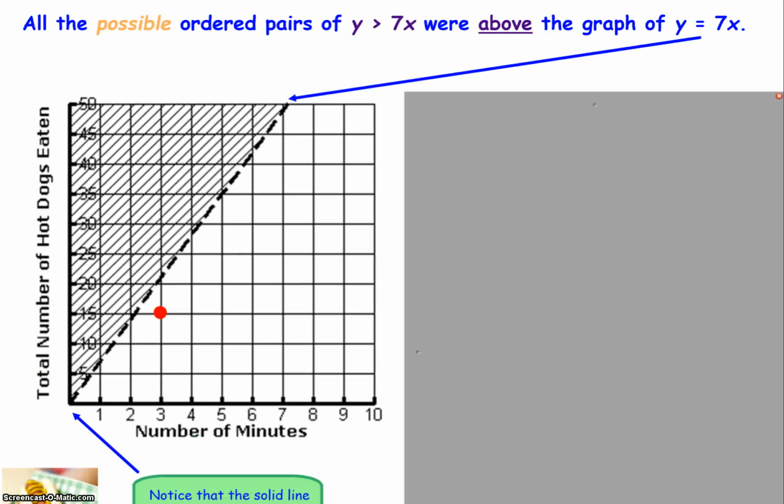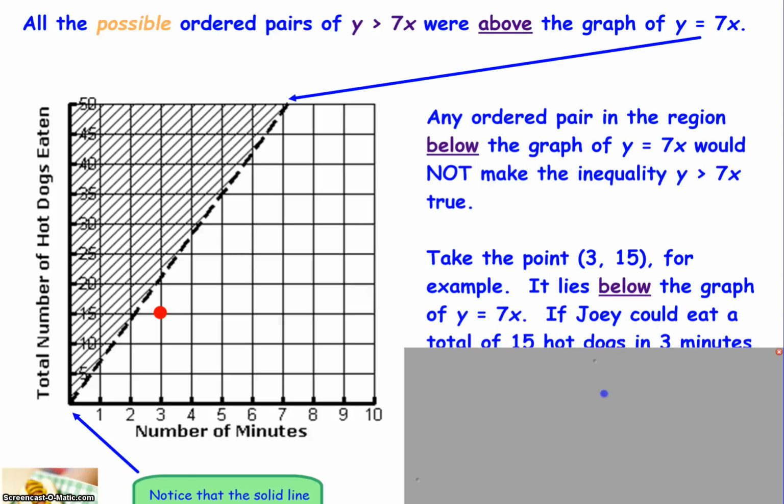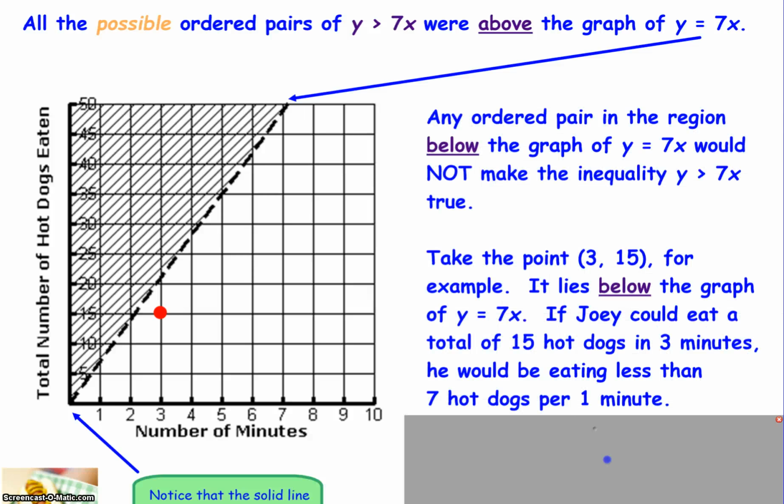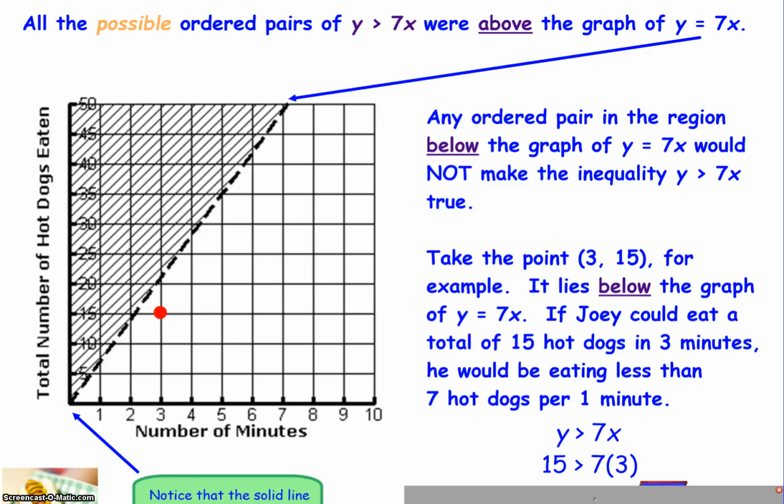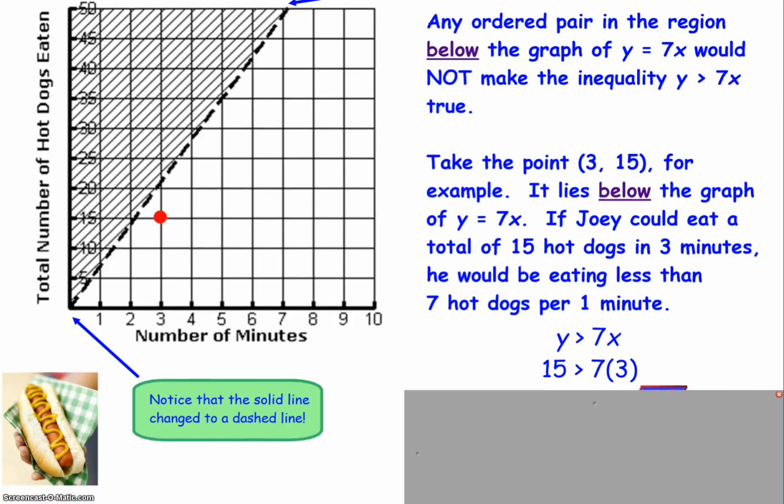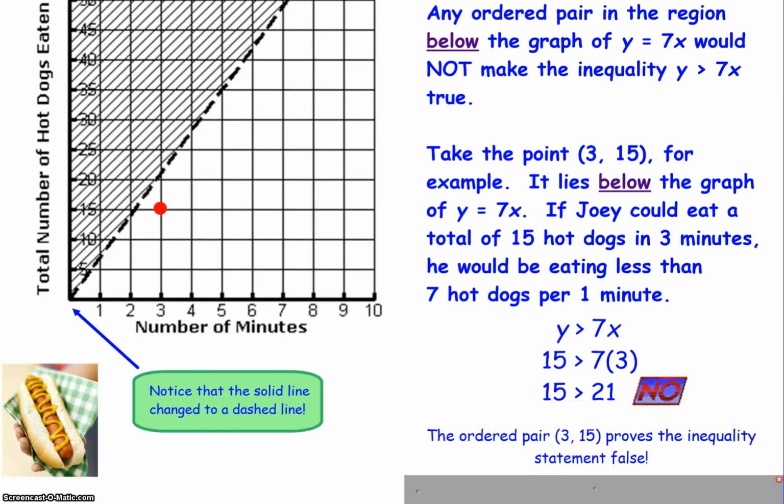So, all the possible ordered pairs of y is greater than 7x were above the graph of y equals 7x. Any ordered pair in the region below the graph of y equals 7x would not make the inequality true. Take point 3, 15. It's right there. It lies below the line. So, is 15 greater than 21? No, it makes it false.